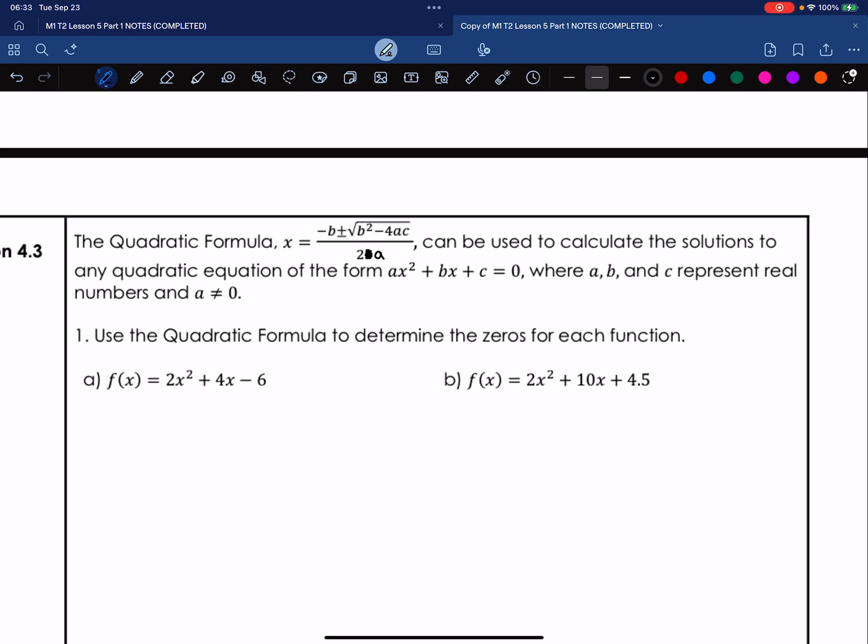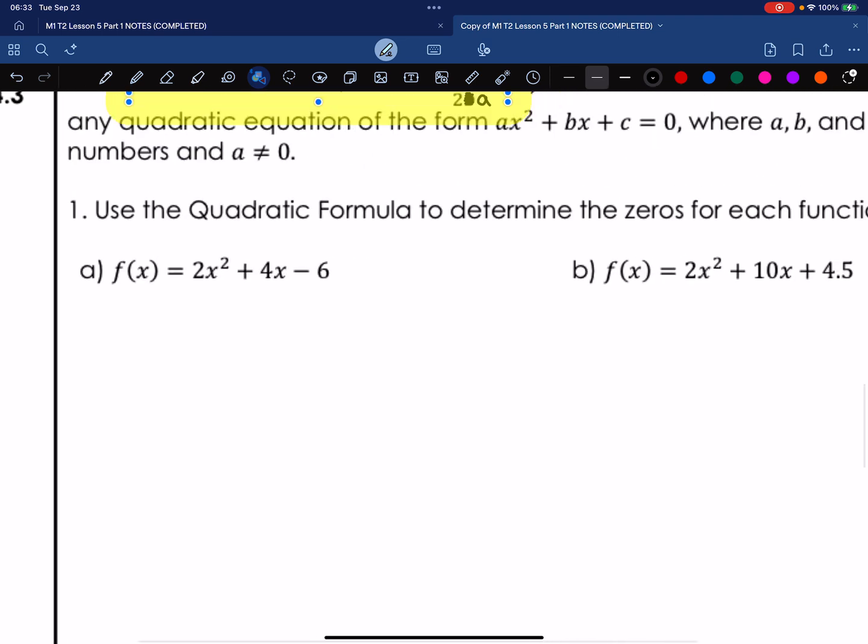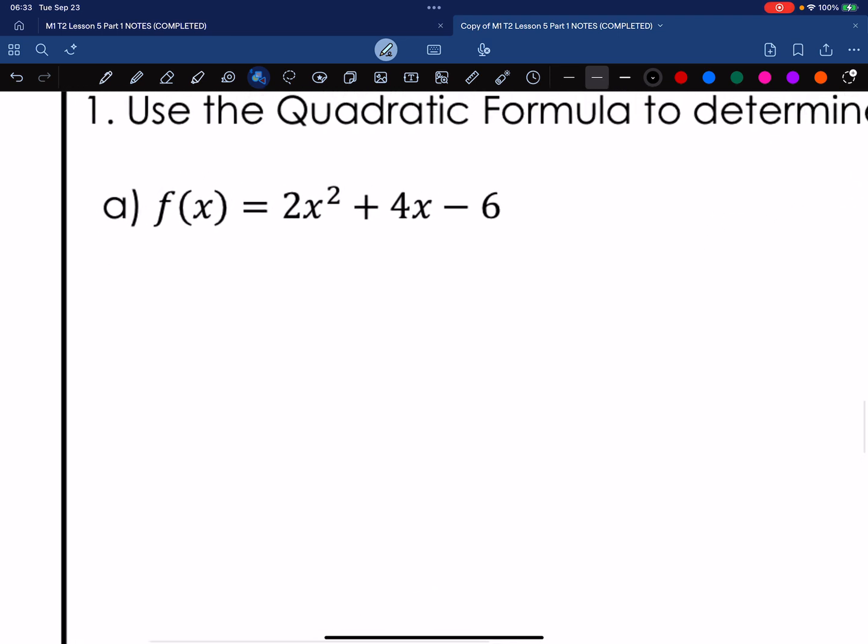Okay, so all you do is you plug in your information into this quadratic formula. Okay, so it's really just plugging stuff in and simplifying. So that's what we're going to do. Use the quadratic formula to determine the zeros. So first thing we need to do is identify our A, our B, and our C. So we have A is equal to 2, B is equal to 4, and C is equal to -6.